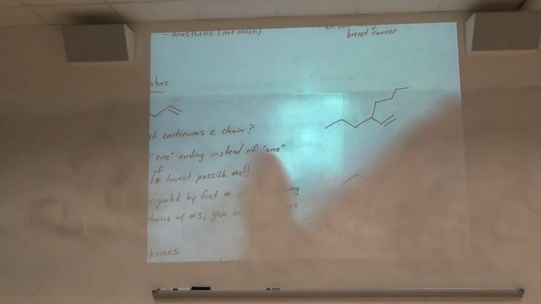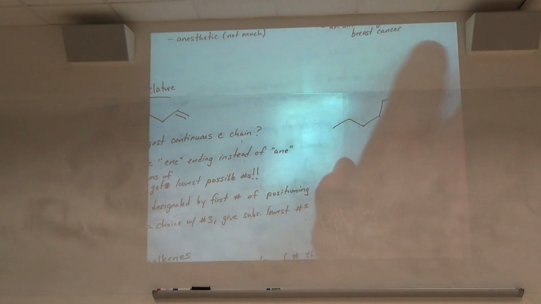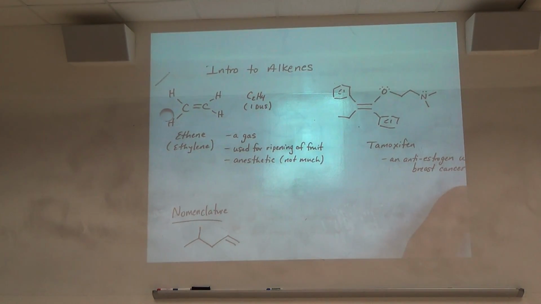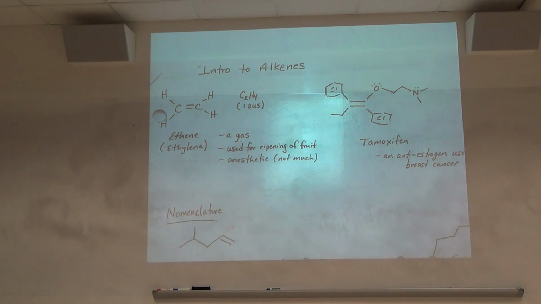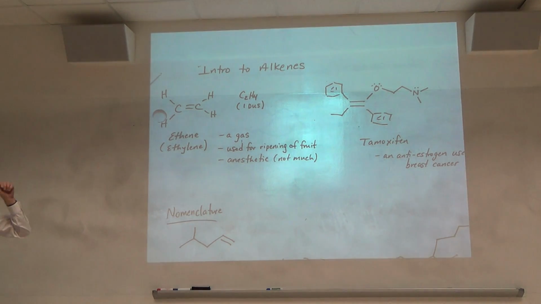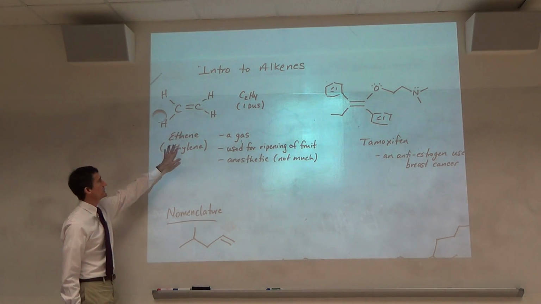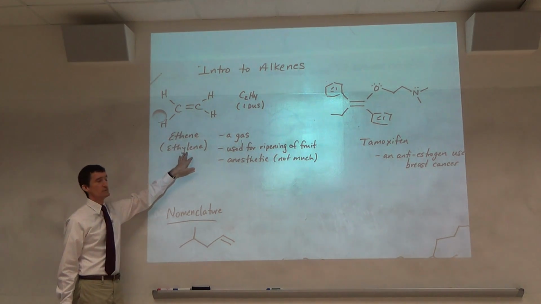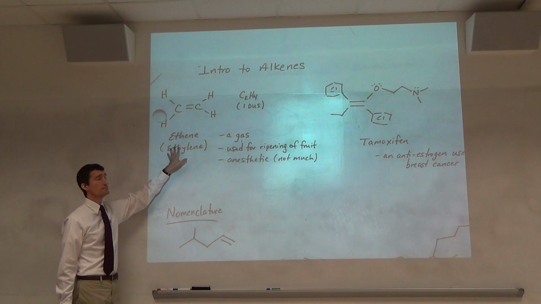Let's look at Intro to Alkenes. We're starting new material. This is test 2 material. Alkenes: compounds with the carbon-carbon double bond. Got to have at least 2 carbons. Simplest alkene would be ethene, also known as ethylene. You can polymerize it and make polyethylene.